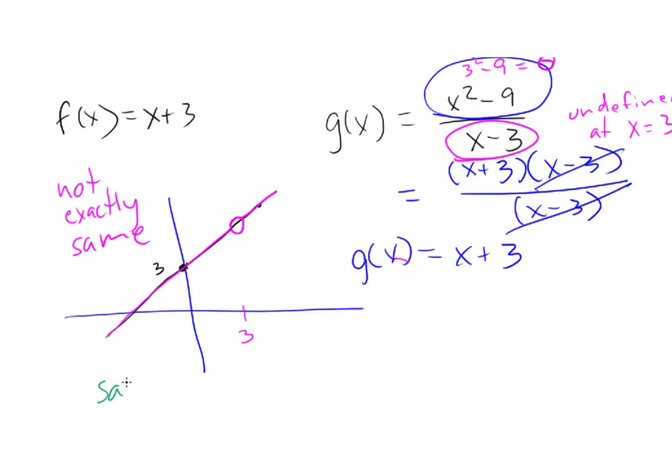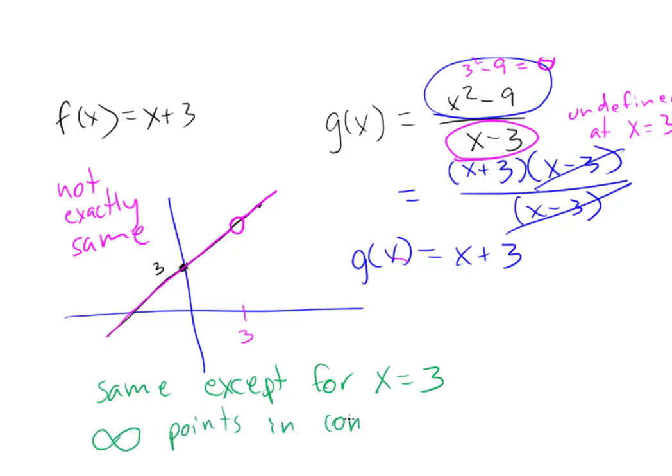They are the same except for x equals 3. But here's the tricky part students might miss. They still have infinitely many points in common. Just because they have one point that's not in common there at x equals 3, a whole line, remember, still has infinitely many points. So infinity minus 1 is still infinity. So the answer here is going to be 2 and 3. They're the same except for x equals 3, and they do have infinite points in common. Most students might jump at the idea that they're exactly the same, Roman numeral 1. That is absolutely not correct in this case.